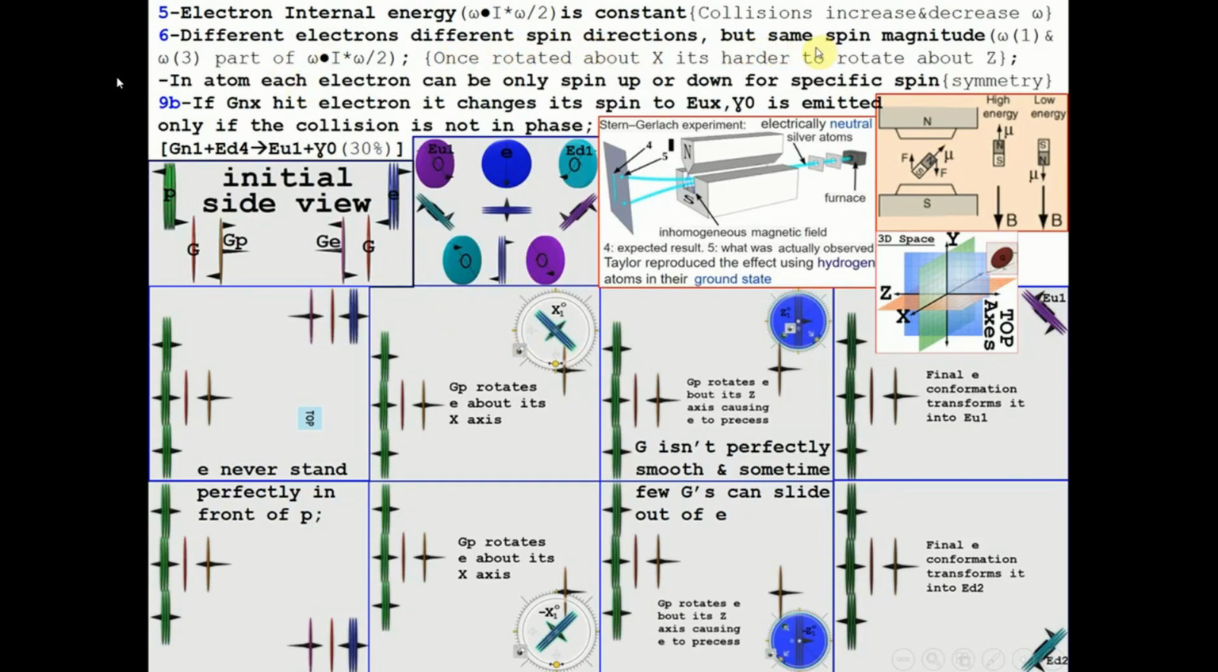When the GP or GE particle, which are the electric field particle or the magnetic field particle, will hit the electron, sometimes they will enforce its rotation, but sometimes they will decrease its rotation. So overall, the electron internal energy, which is its rotational energy, will be constant. Because the atom is symmetric, each electron can be spin up or spin down, meaning it can be in one side of the proton or in the other side, but in the same distance from the center. So the spin direction will be opposite.